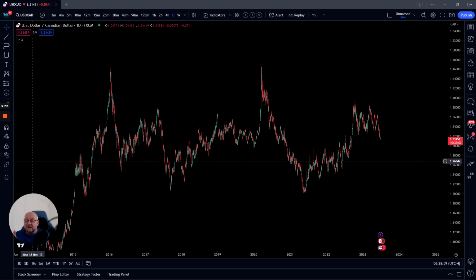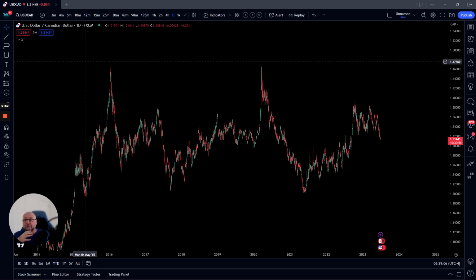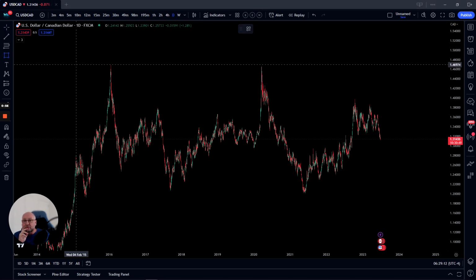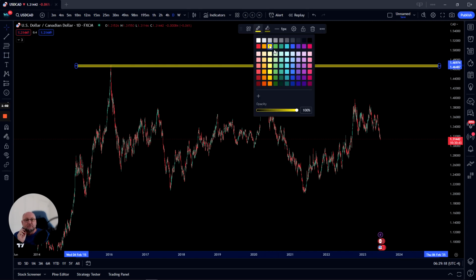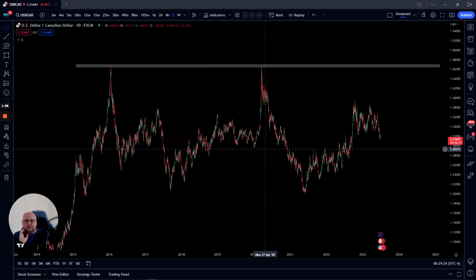They may not affect things right now, but they could come into play at certain times. So I need to make sure I've got them in. So this is very simple. I'm looking at these two peaks here. It doesn't take the brains of a rocket scientist to join these two together here, extend them out to the right. Now, for me, color-wise, I always have grey for daily. So I've got a grey zone there for daily.